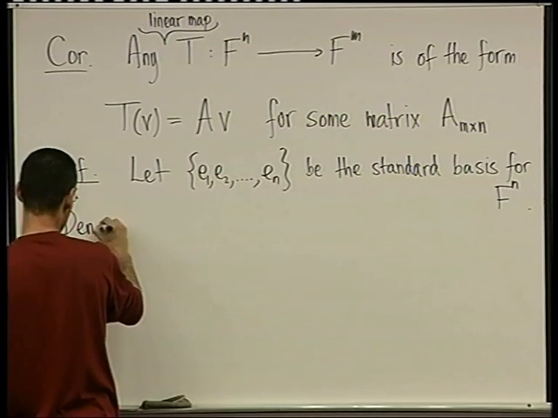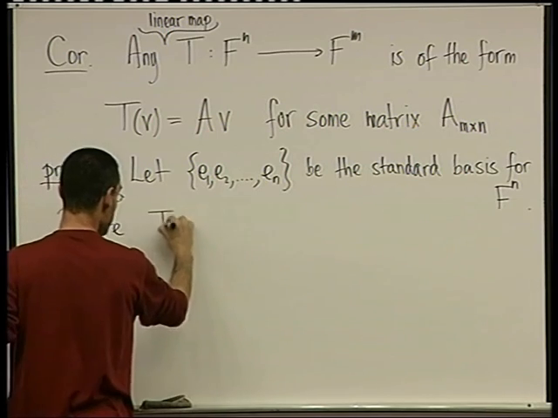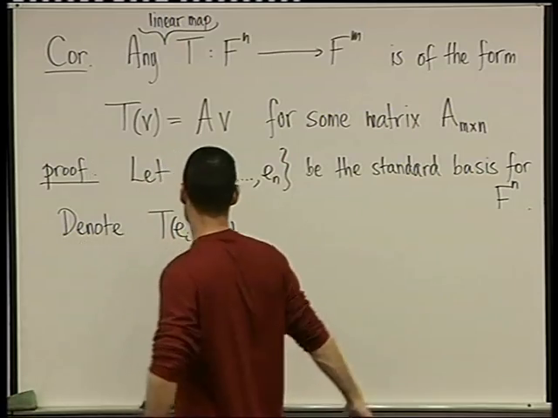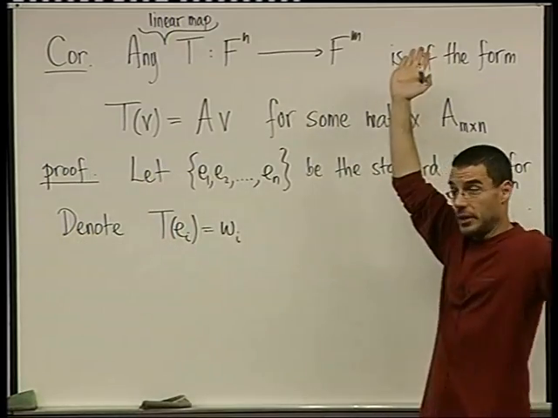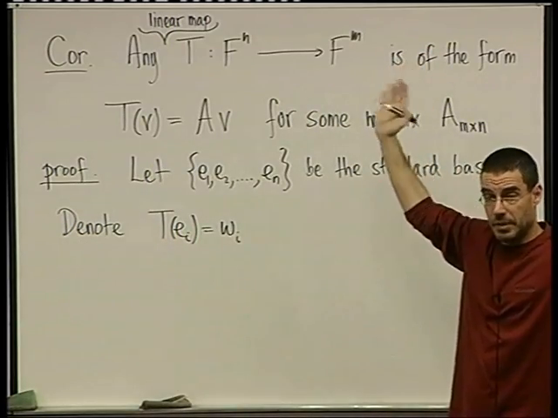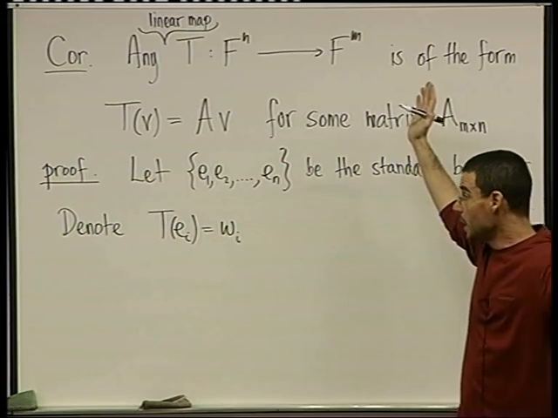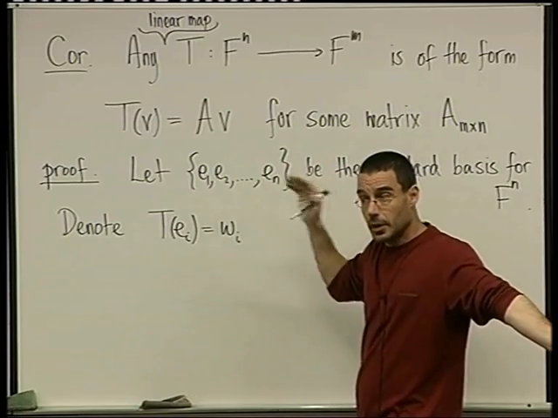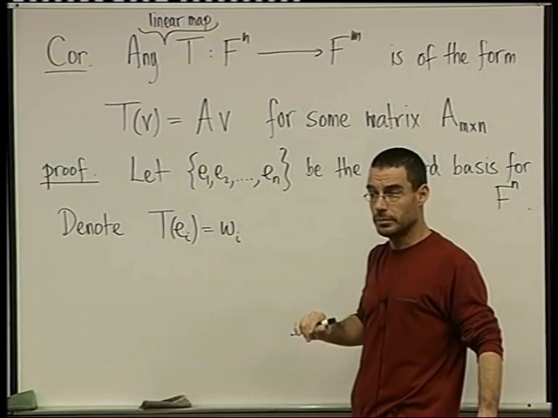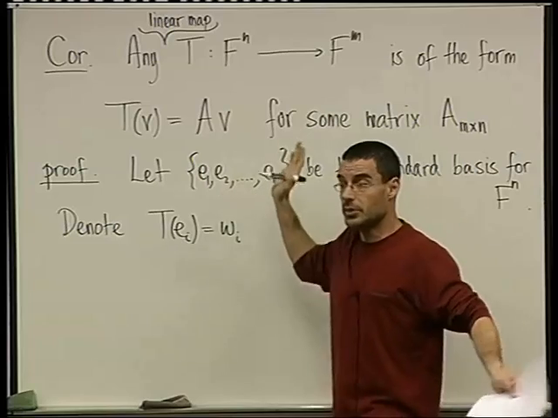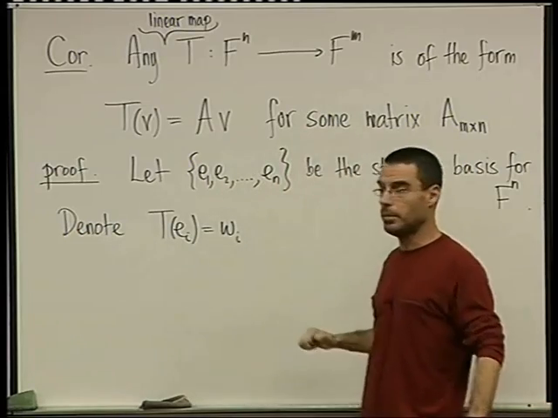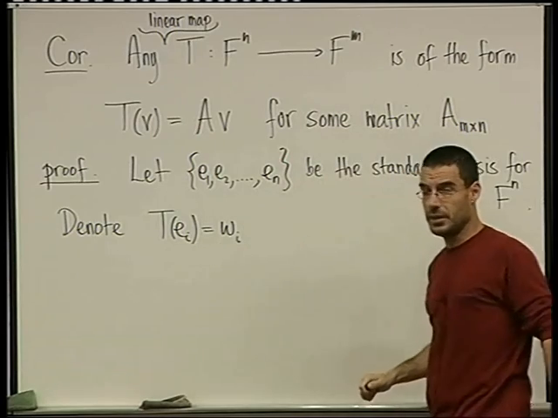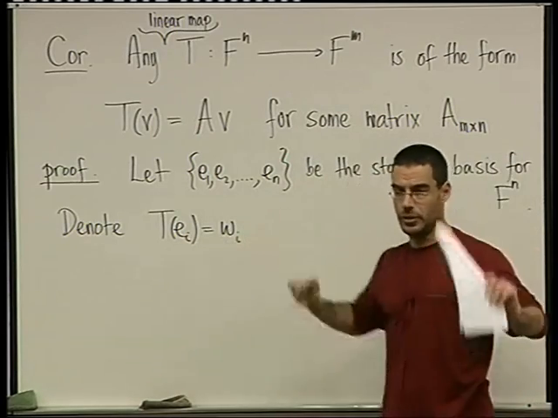Denote T of Ei equals Wi. T now is given. I don't know anything about it except the fact that it's a linear map. Okay? So T does something to E1. Call that something W1. T does something to E2. Call that something W2. T does something to any Ei. Call that something Wi.